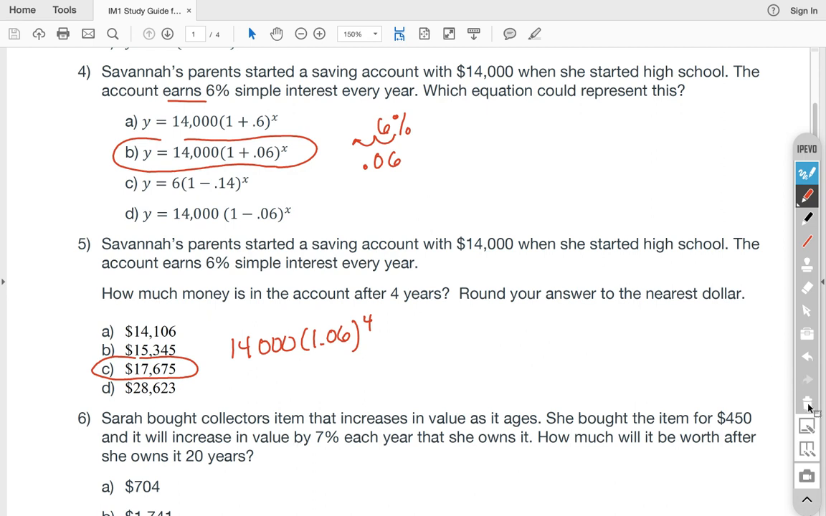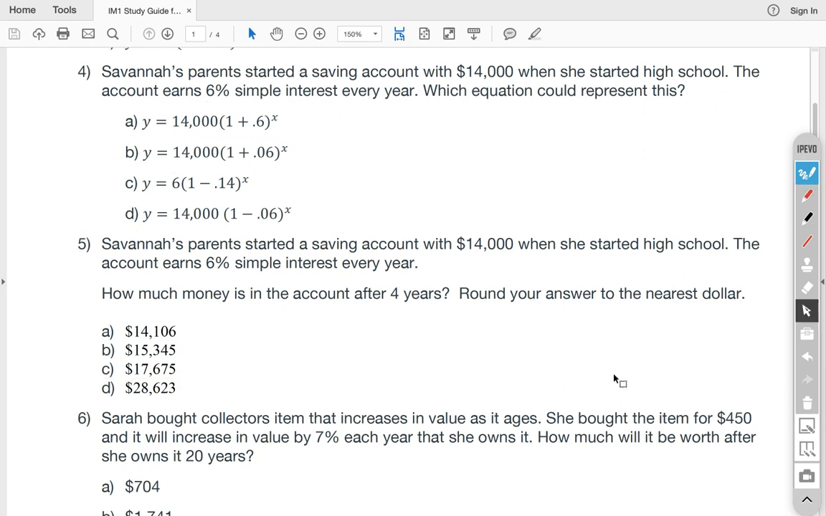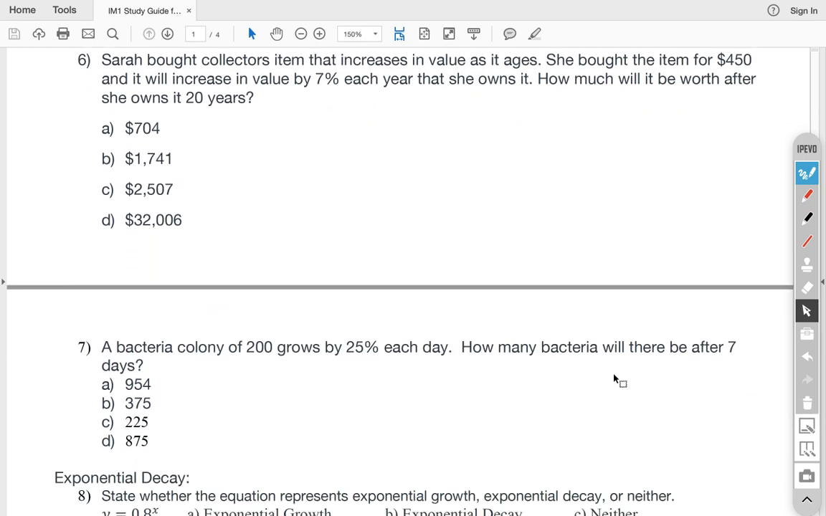All right, let's do number 6. Sarah bought an item that increases in value. She bought the item for $450. It increases by 7% each year. How much will it be after 20 years? So the starting value was $450, and it increased by 7%. If you divide by 100, or if you just move the decimal twice, it gives you 0.07. And it's 20 years. So we're going to put that in the calculator.